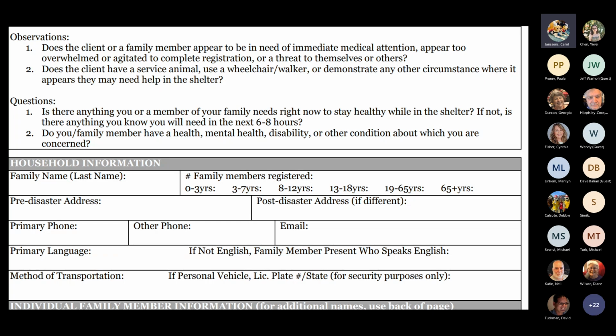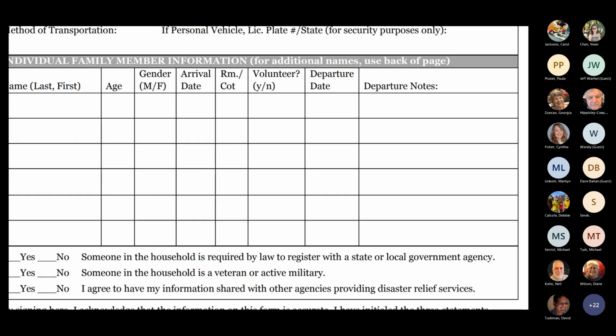It's very important to get the pre-disaster address on the forms because we want to make sure that they are part of the disaster. It also helps when we know evacuations are lifted, what area they lived in, so that they can go back to it. We want to make sure we get everything on the form. And this is just the top half. So this is the bottom half of the form, and this is where you put each member of the household.